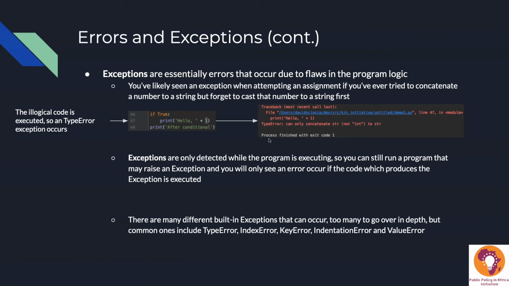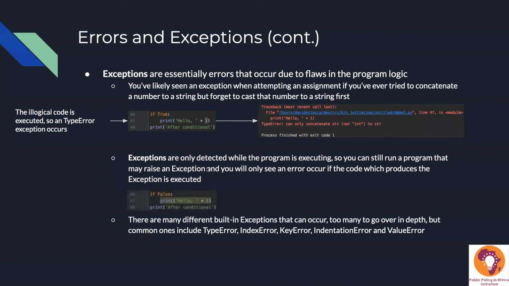So basically what it's saying here is it's trying to use this as a concatenation operator, but I can't concatenate an integer to a string. I can only concatenate a string to another string. So I would have to first cast my 1 to a string if I do want this concatenation operation to succeed. And then I get my process finished with exit code 1 here.